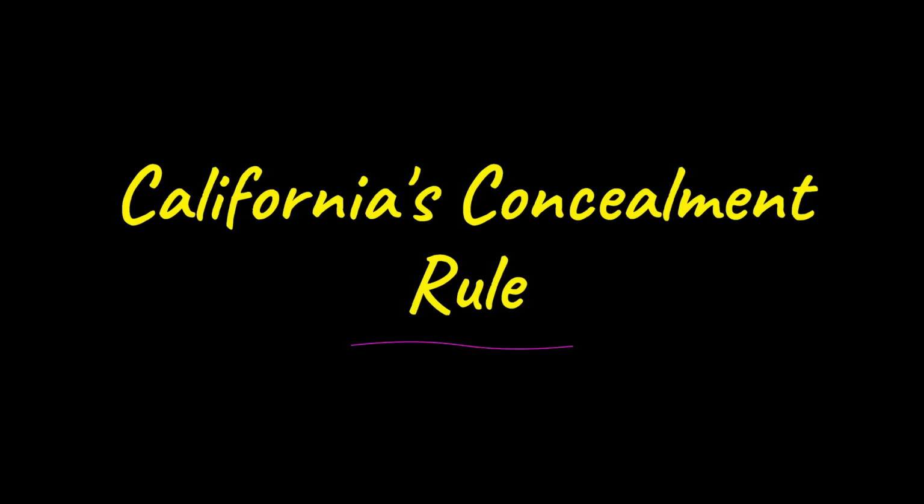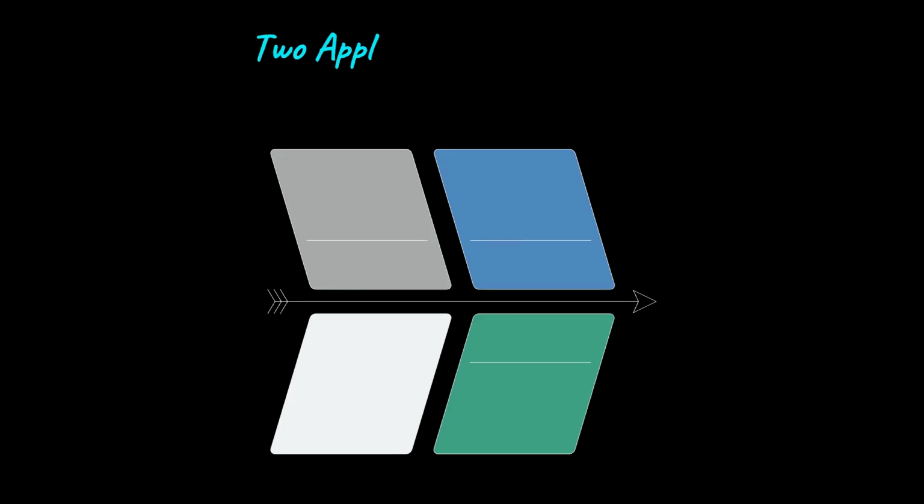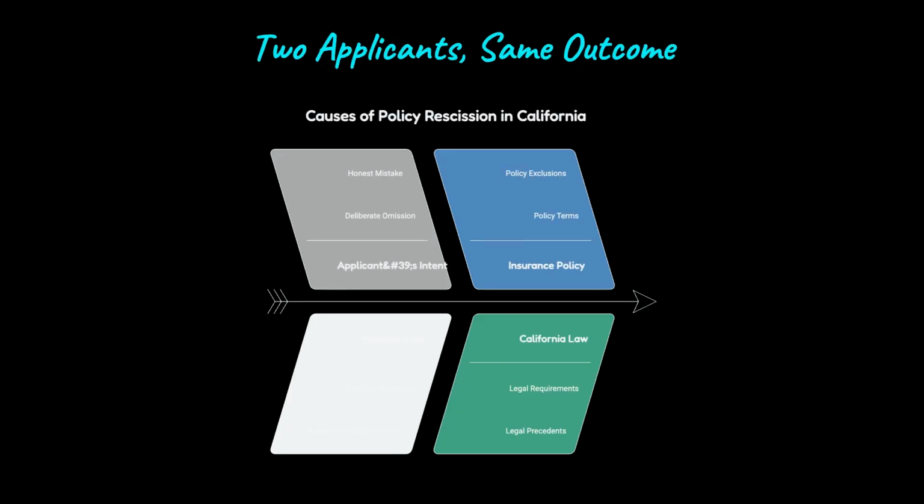Most states only let an insurer rescind for concealment if the applicant hid a fact on purpose. California is different. It drops the intent requirement entirely. Separate the two possible rules. One requires proof the applicant knowingly hid something, a guilty mind. California's version needs only that a material fact went undisclosed, regardless of intent. Picture two applicants who each leave out a material fact. One does it deliberately, gambling the insurer won't notice, the other simply forgets. In most states, only the deliberate one is exposed, but in California, both policies are equally vulnerable.